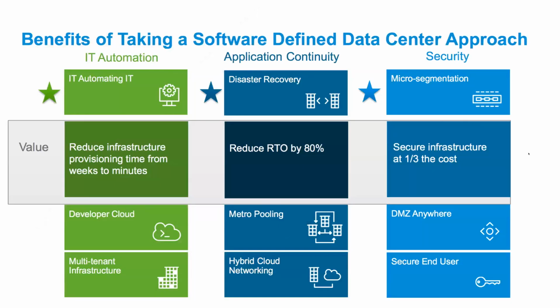But at the end of the day, what we're taking away from this SDDC approach is several things. From an automation standpoint, we reduce infrastructure and provisioning from weeks to minutes. So we can spin up a developer cloud, we can spin up multi-tenancy with ease. From an application continuity, we spoke about vCross, routing and switching in 2 different data centers, but the ability to route and switch and make it look like one data center. We kind of developed this hybrid cloud of networking or metro pooling, where every data center can provide some type of resource that we can all use, and this reduces the RTO by 80%.